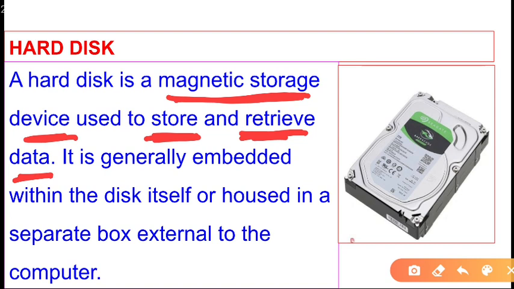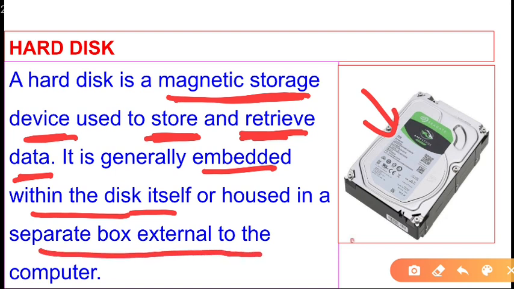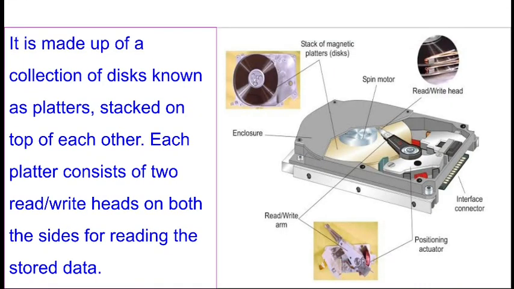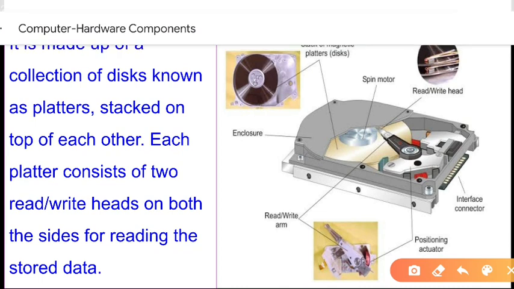It is generally embedded within the disk itself. Generally this hard disk is inside our CPU cabinet only. It is fitted and then connected to the motherboard. Or housed in a separate box external to the computer. So we can find this type of hard drives also, and then there are some external hard drives also, which behave like pen drives only, but a big pen drive.